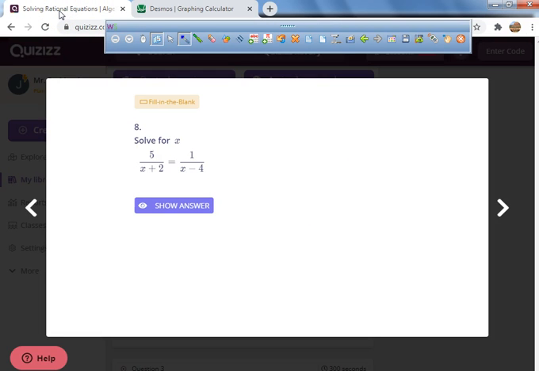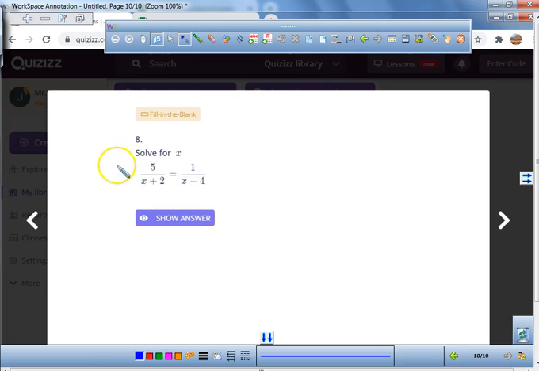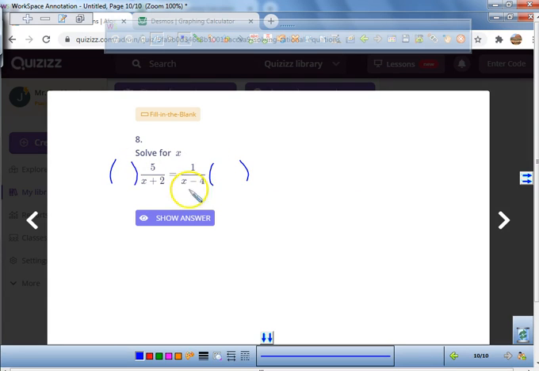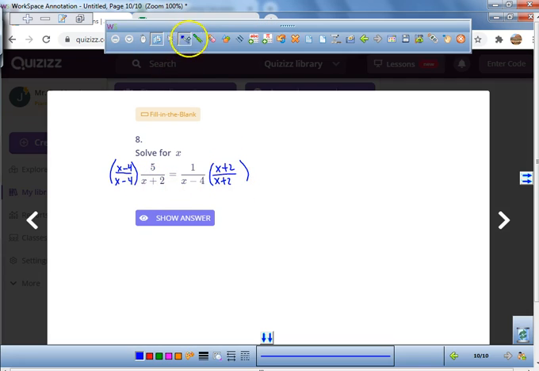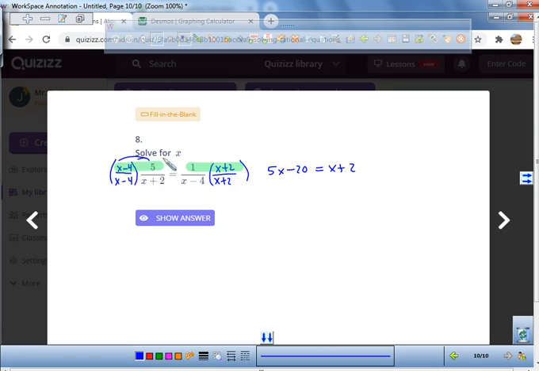Now, I also told you I was going to do this by the least common denominator way. All right, so watch this. If I take this guy and multiply it by x minus 4 over x minus 4, and then multiply this guy by x plus 2 over x plus 2, you'll notice now they have the same denominator. So now I can set the numerators equal to each other, and I still get 5x minus 20 equals x plus 2. If I distribute the 5 to both numbers, there we go. If I distribute the 1 to both numbers, there we go. And we still get the exact same answer. Okay?